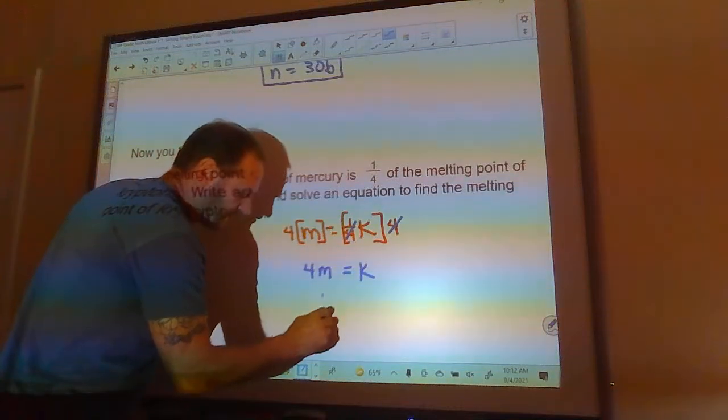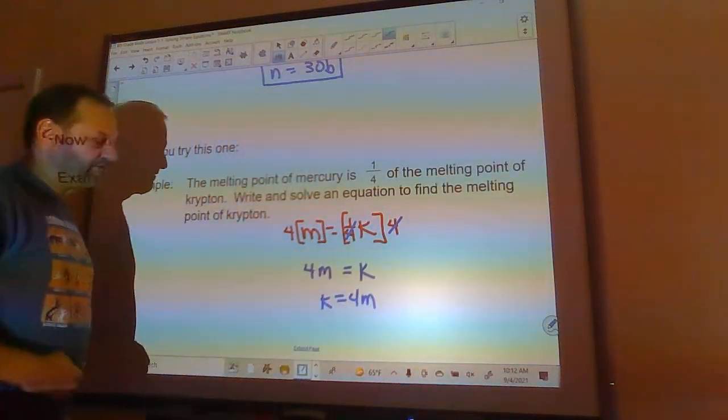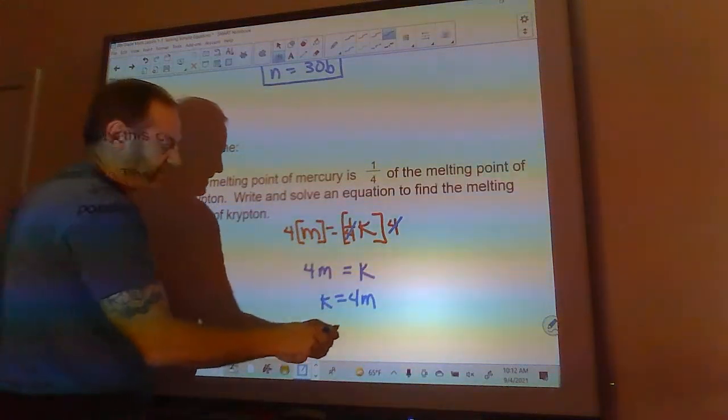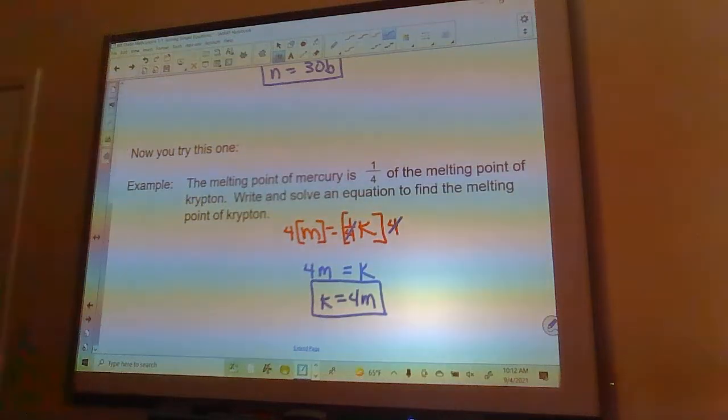And I always like to write it like this. I always like to put the variable that I'm solving for on the left-hand side. I don't know why, it's just my own personal thing. This is not wrong. You can write it that way if you like.